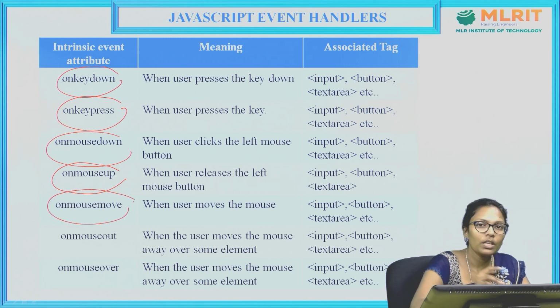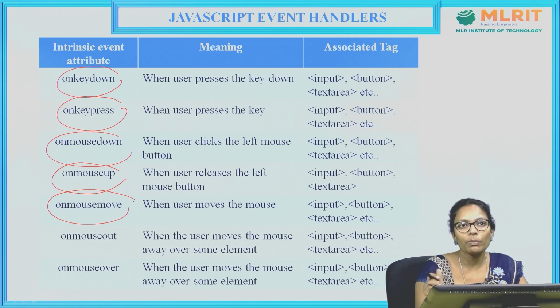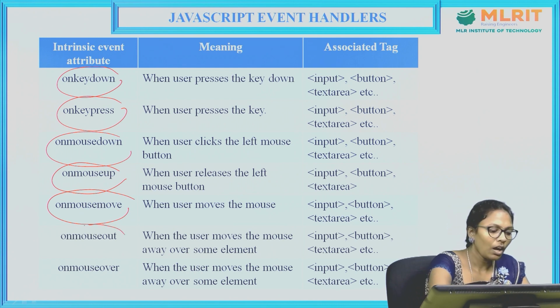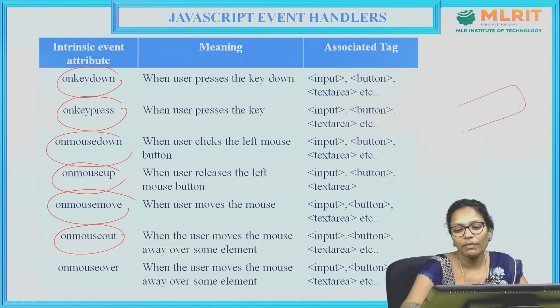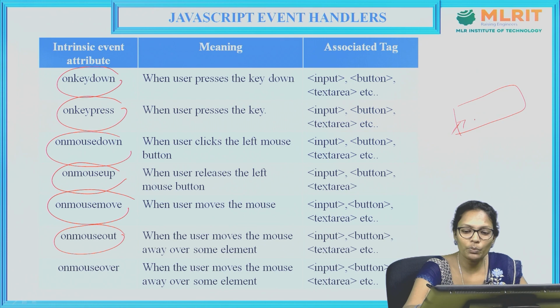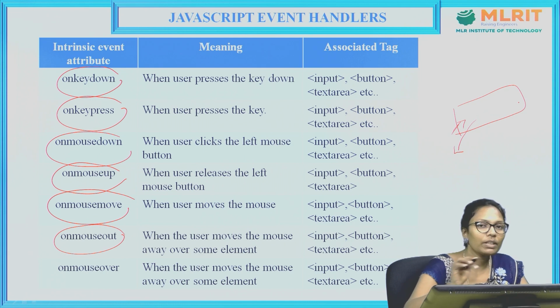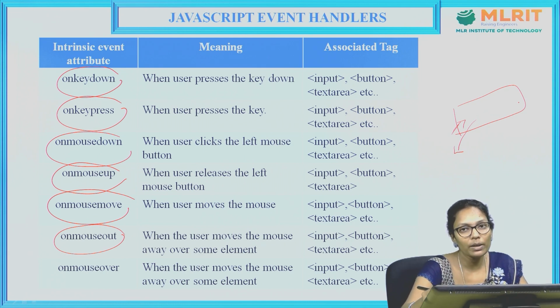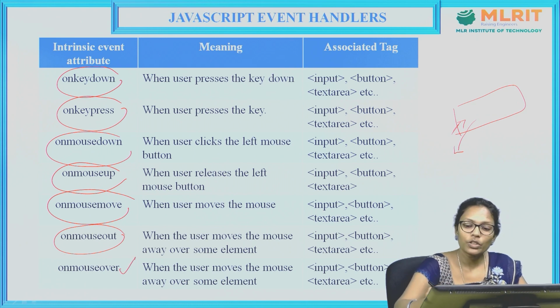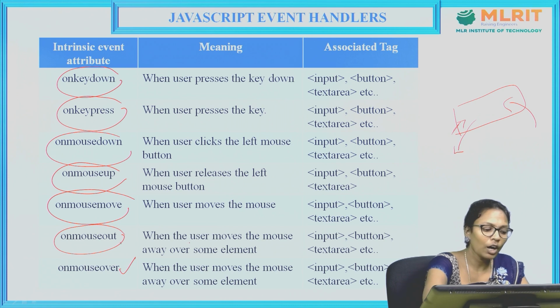Onmousemove, so you can move the mouse. Whenever you move the mouse, then this event will occur. Onmouseout, for example, you have a field, text field or text area. I'll move the mouse pointer here, then that is inside. Then if I take the mouse pointer out of that field, this event will occur, onmouseout. So you're moving the mouse out of those boundaries. Onmouseover: if you place the mouse on it, that is onmouseover. If you take it back out of that box, then it is onmouseout.